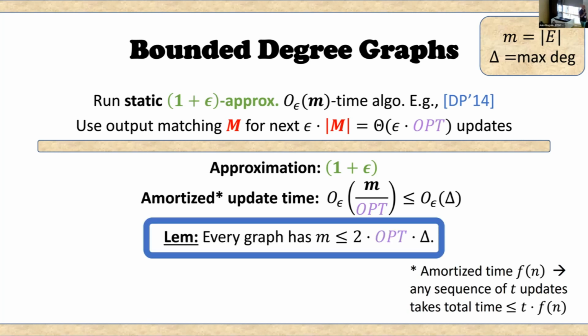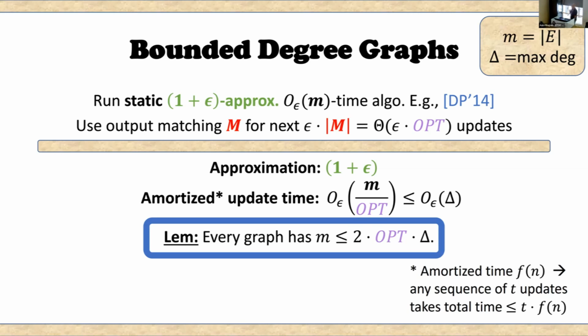If you've never seen this before, there's a fairly simple argument that says that in every graph, the number of edges is at most twice the max matching size times delta. Basically, just look at the endpoints of your favorite max matching. This is a vertex cover, and so this covers all the edges. There are at most delta of these per vertex. If you follow that, that's great. It's not particularly important. The key takeaway here is that if you have a bounded degree graph, you can maintain large matchings in it, basically 1 plus epsilon approximate matchings, in degree time.